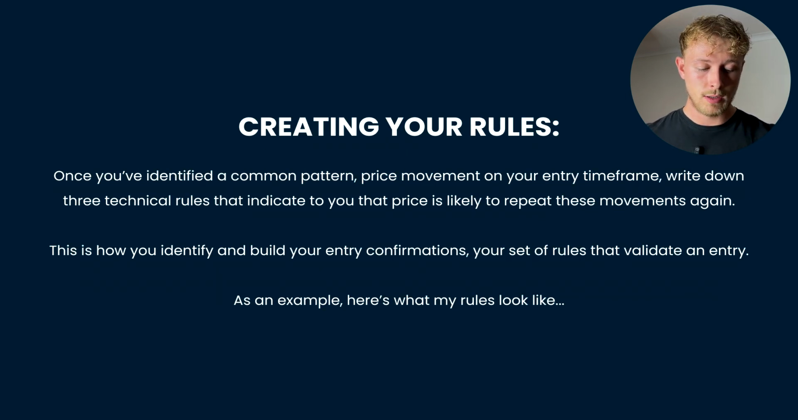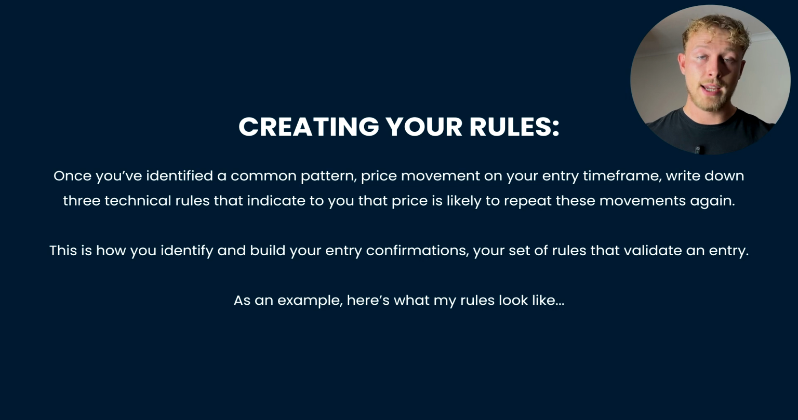So creating your rules. Once you've identified a common pattern, price movement on your entry time frame, write down 3 technical rules that indicate to you that price is likely to repeat these moves again. So like I just said, while you are backtesting or watching the charts and you see a common pattern in price, you see that when these technical rules happen, it's very likely that price is going to move in a certain direction. And so what you're then going to do is write down these rules, preferably no more than 3, that indicate to you that price is about to make these movements again. And so this is how you build your entry model. This is how you build and identify your entry confirmations.